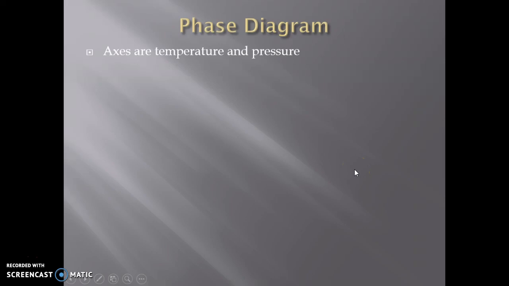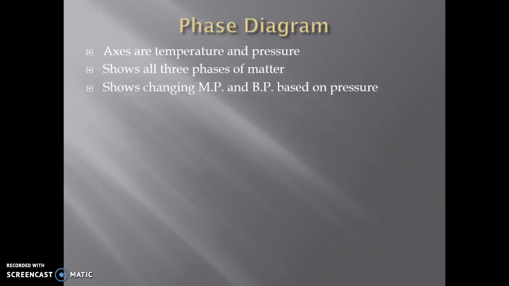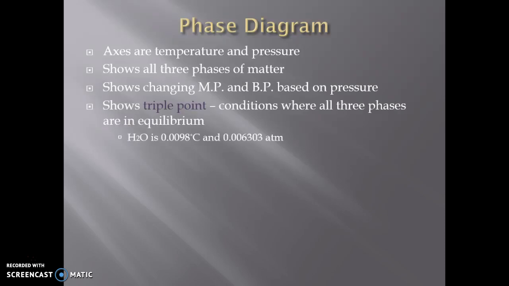So again, take notice that on the phase diagram, the axes are temperature and pressure. All three phases are shown. You can see the melting points and the boiling points based upon the pressure. You see the triple point, again, where all three substances are simultaneously there. Here's just for reference, water's triple point. Notice that the temperature needs to be really, really low, and you need a very low pressure. So in order to have a triple point, that's unrealistic for us to experience.